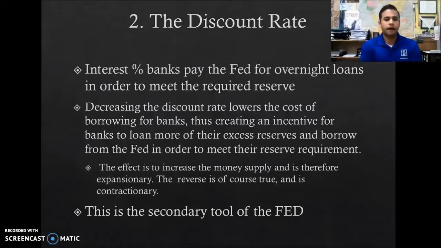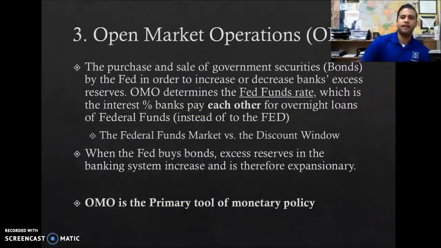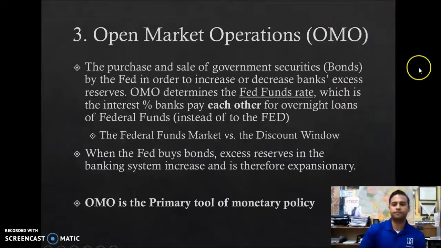Very bottom here, this is the secondary tool of the Fed. So this is not the primary tool. So changing the required reserve ratio was the least used. Changing the discount rate is the second most used. So what is the first most used tool of the Fed? And that would be open market operations.